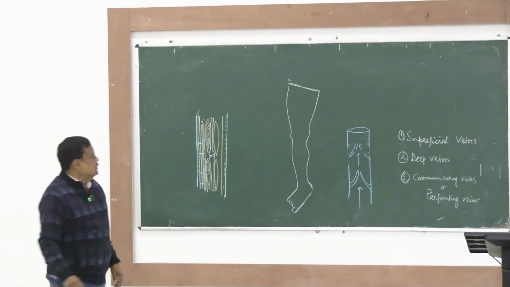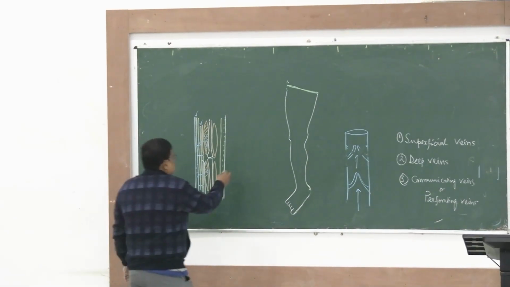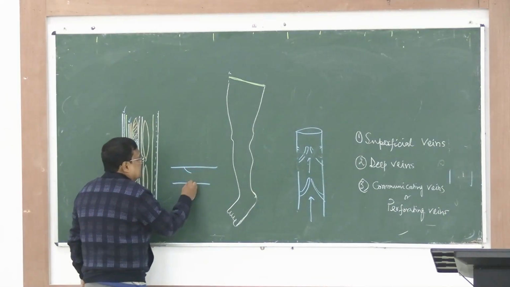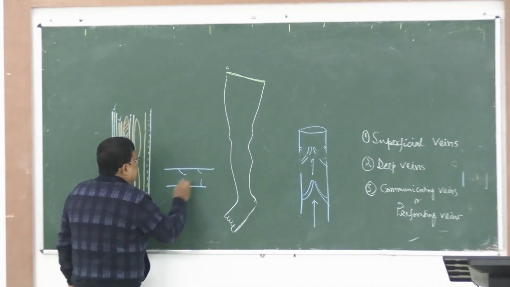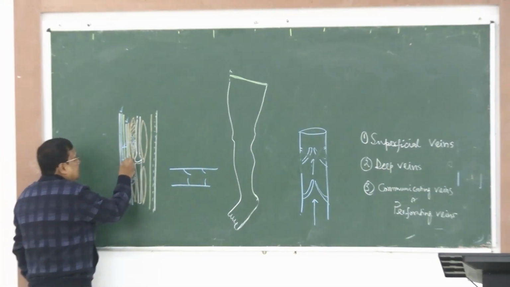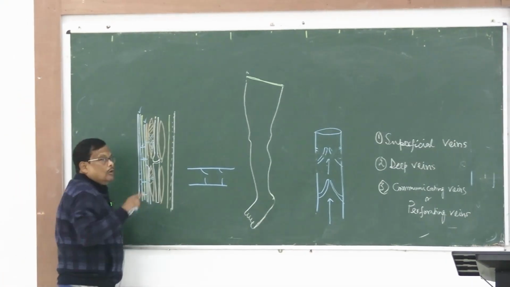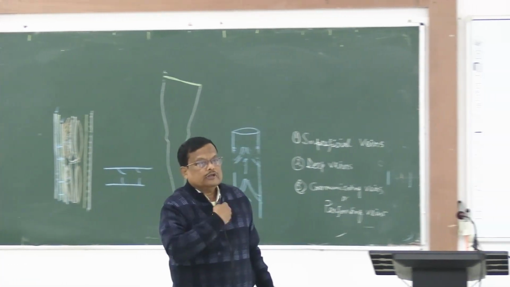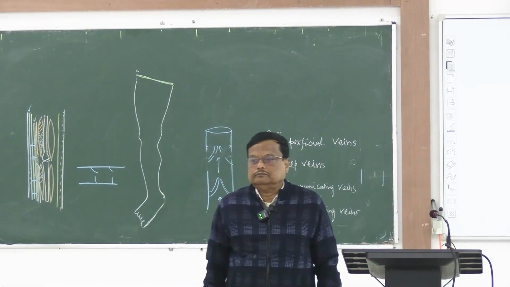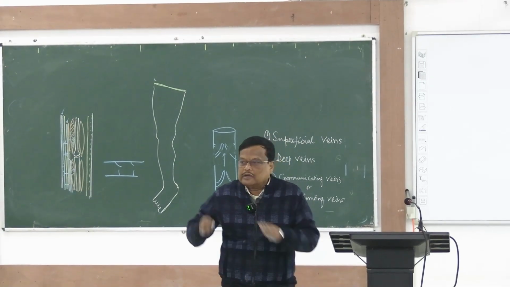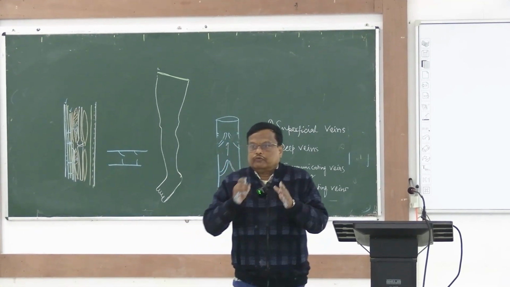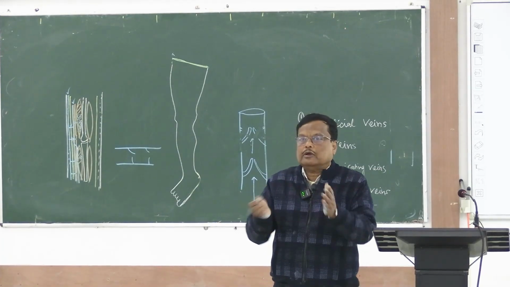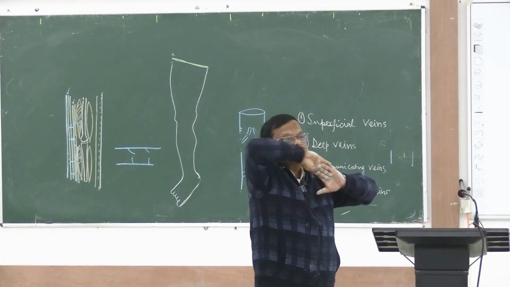The perforating veins are such. This is the perforating veins. The valves are such that blood can only go from the superficial to the deep veins, not in the opposite direction. When there is an opposite direction, the valve gets closed.